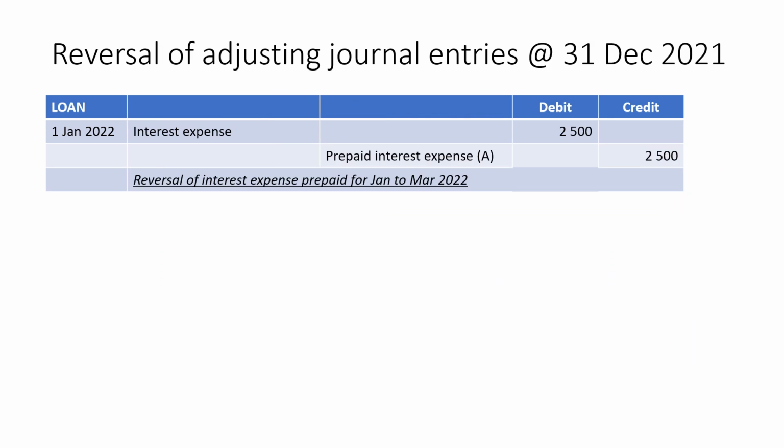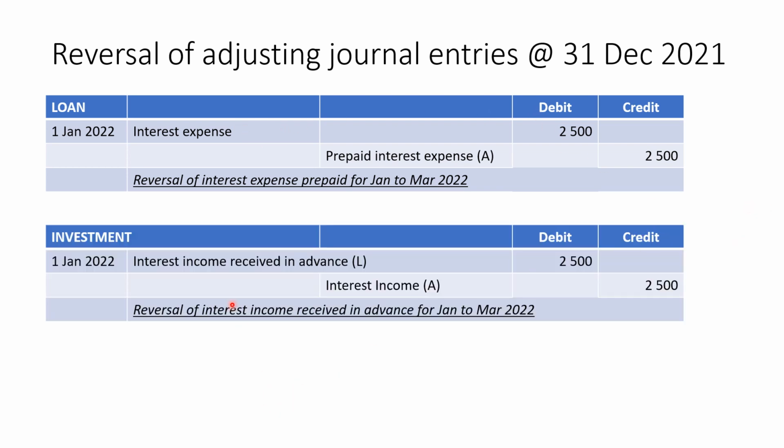So then at the 1st of January, we're going to reverse the adjusting journal entries that were done at the end of December. So now we're going to take the prepaid interest expense, we're going to credit that, and we're going to debit the interest expense. So that's the reversal of the interest expense prepaid for January to March 22. And that means we're now showing it as this year's interest expense. And if there was interest income that was prepaid, we're now going to reverse the interest income liability. That's the interest income received in advance. We debit the liability and we show the 3 months now as interest income for the current year for January to March 22.